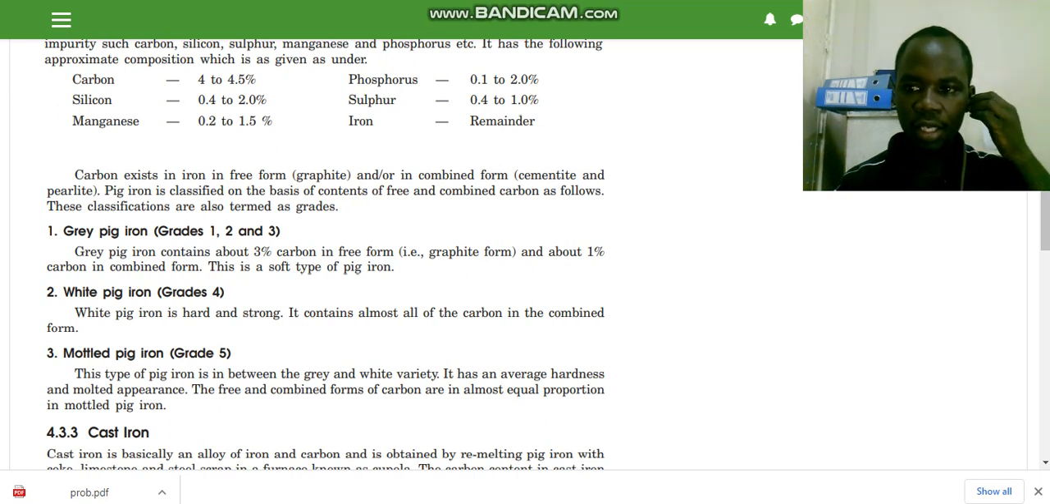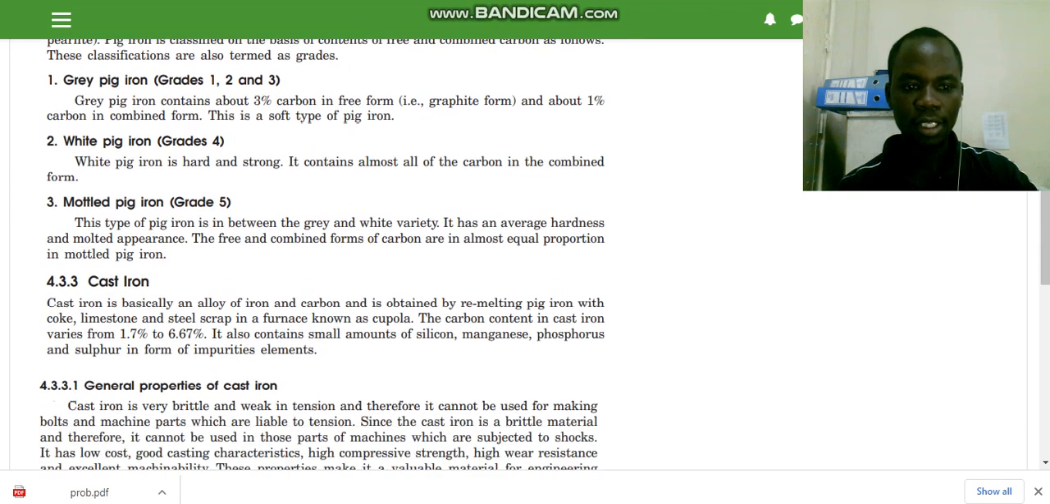Then we have another one, white pig iron. The white pig iron has a grade 4. White pig iron is very hard and strong. It contains almost all the carbon in combined form, so it doesn't have any carbon in free form. The last one is mottled. The mottled pig iron is a grade 5 pig iron. This type of pig iron is in between the gray and white variety. It has an average hardness and a mottled appearance. The free and combined forms of carbon are in almost equal proportion in mottled pig iron.